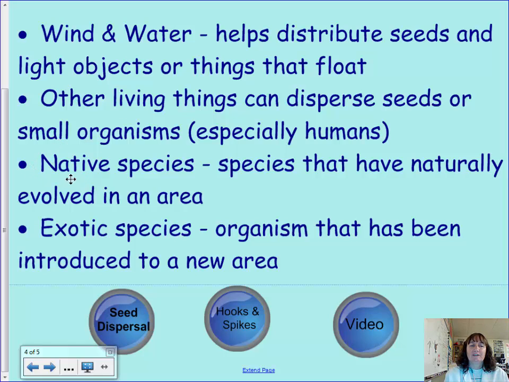In each ecosystem we have native species, and those are the species that have naturally evolved in that area. If they've always been there, they evolved there, that's the native species. An exotic species would be an organism that has been introduced to a new area. For instance, dandelions were introduced by humans a long time ago, so they've spread all over the United States. They didn't actually evolve here, they were brought here by people.